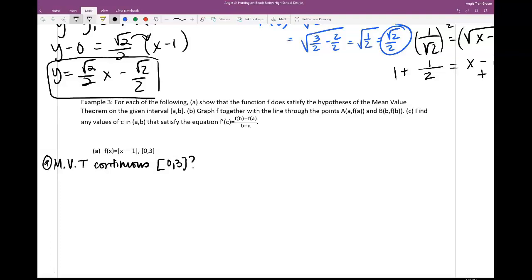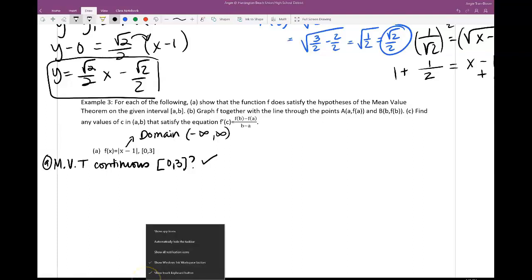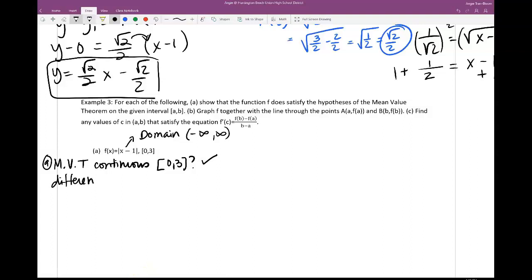How you know that is that you have to understand the graph of absolute value. The domain, even though the domain of an absolute value is going to be negative infinity to infinity. So this is definitely continuous from 0 to 3. Okay. Another mean value theorem condition that we have to meet is is it differentiable from 0 to 3 non-inclusive? Okay. Question mark. Well, differentiable means, is it going to have a derivative? So well, we're going to have to graph this out anyway on B.